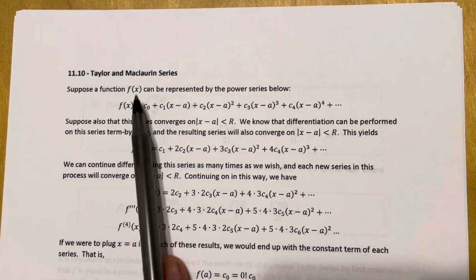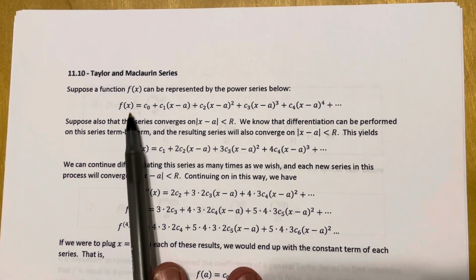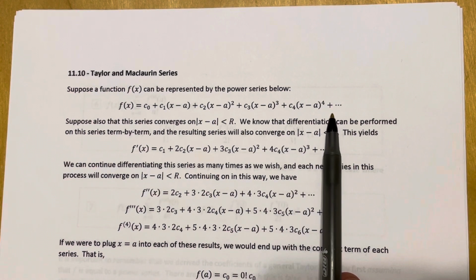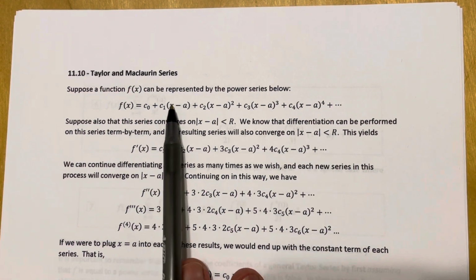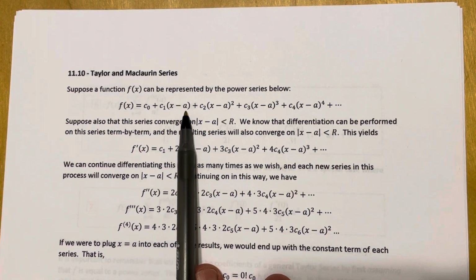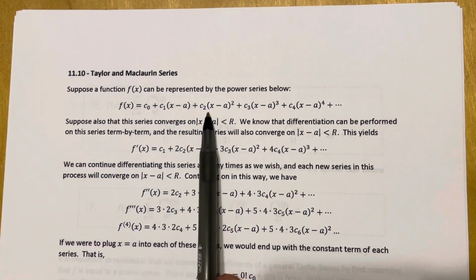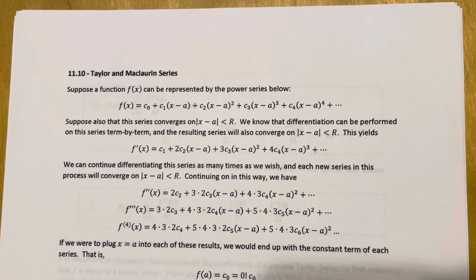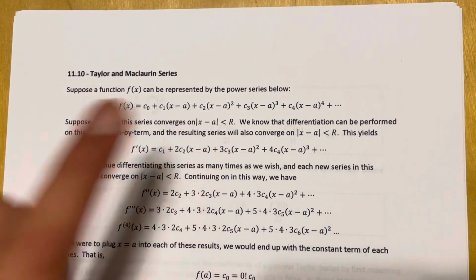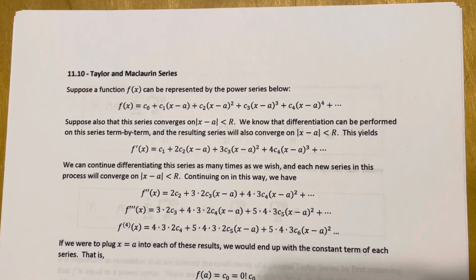Let's suppose that you have a function f of x that can be represented by a power series like this. Notice that this is a power series centered at some number a, and we're being general about what the coefficients are, c0, c1, c2, c3, and so on. Our goal here is to figure out if there's a way to deduce what these coefficients are, because if we can figure out what those coefficients are, then we'll have a specific power series for a given function.